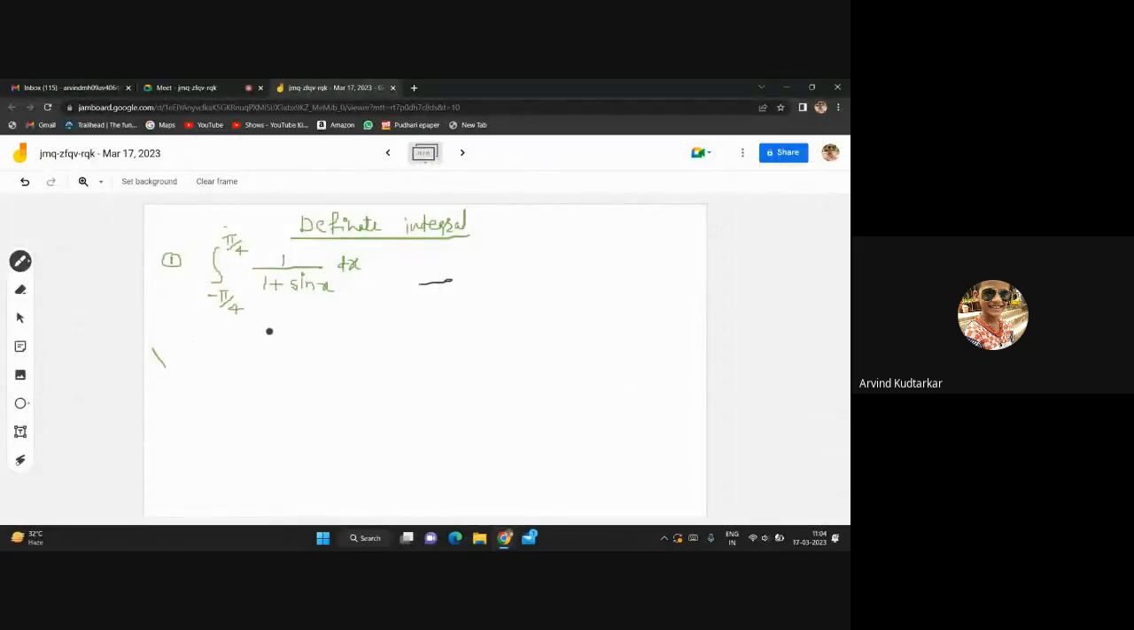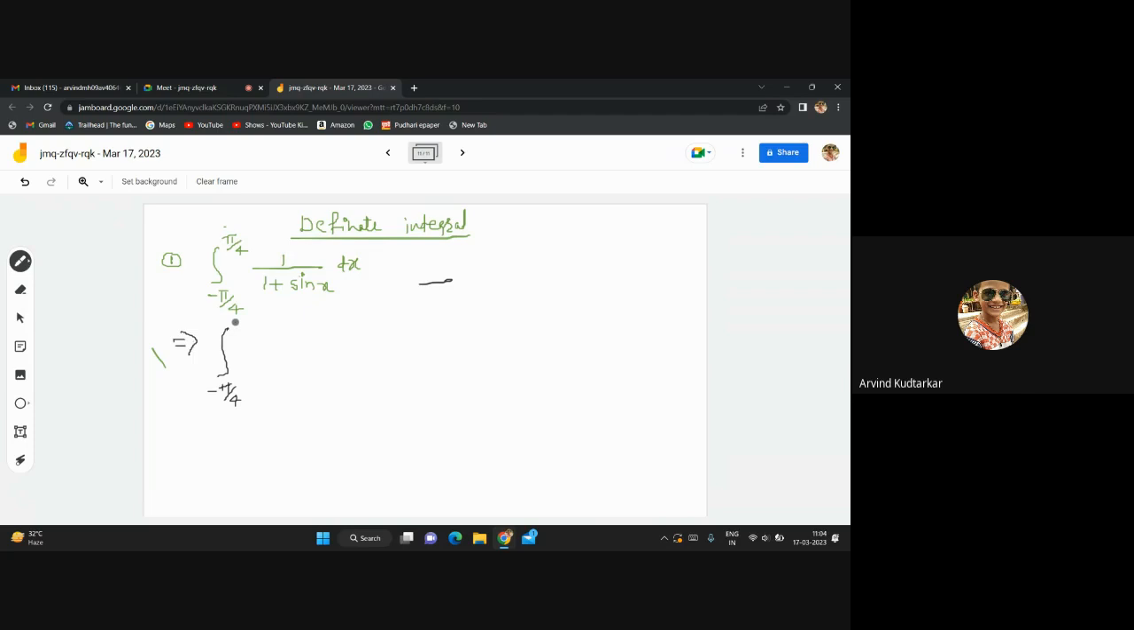So see here, in this integral, use the rationalization, from minus pi by 4 to plus pi by 4. Multiplying and dividing throughout this by 1 minus sin x: 1 minus sin x upon 1 minus sin x into 1 plus sin x. That is 1 minus sin square x, and 1 minus sin square x is cos square x. So I have written here directly after using the rationalization.